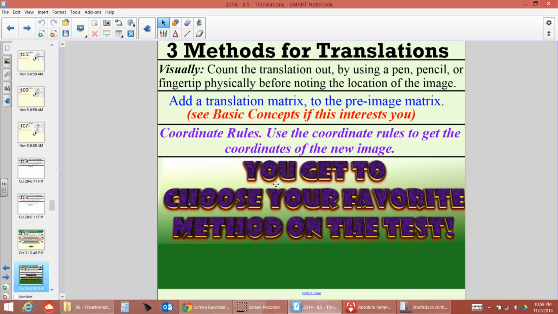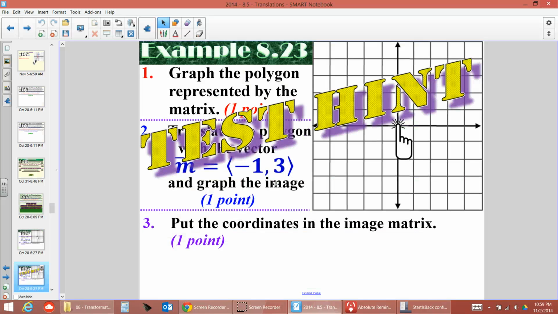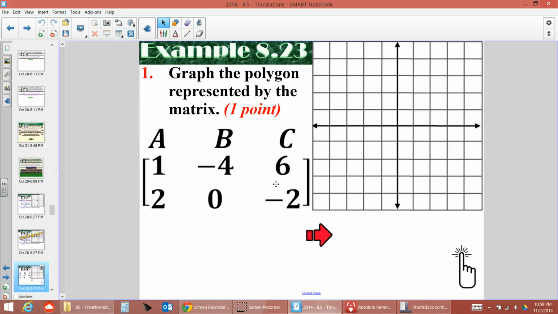Okay. The 3 methods for translations, you get to choose your favorite method on the test. Be sure you're familiar with how to do them, obviously, by doing your homework, hint, hint. Okay, so graph the polygon represented by the matrix. This is going to help you on the test, okay? This is for test hint purposes. This is how you're going to see it on the test. First point, graph the polygon. You should be able to accomplish this.